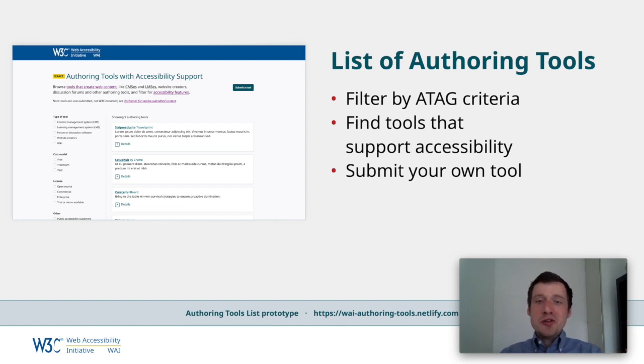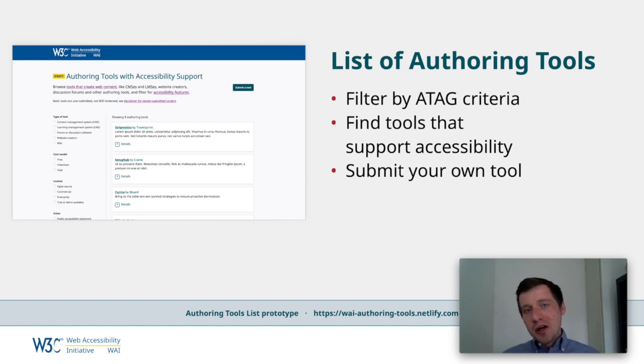So we're vendor neutral, as I just explained. So we cannot say, oh, use this one or use that one. But what we can do is try and create a list that has objective comparisons between all these different tools. And that's kind of what we're trying to do here. So it's a list of authoring tools that you can filter by criteria that exist inside the ATAC standard. You can find tools that support accessibility, and you can submit your own tool, because that's kind of how we want to manage this list.